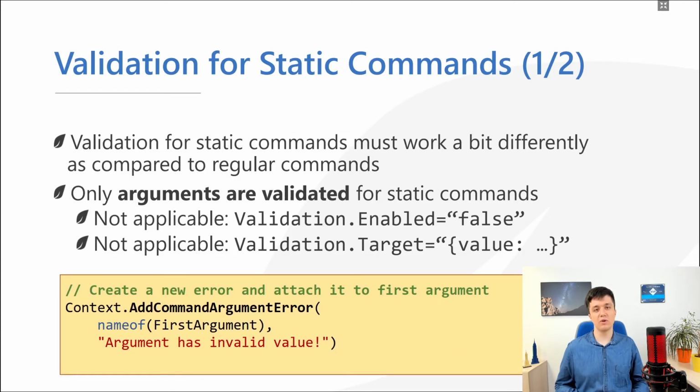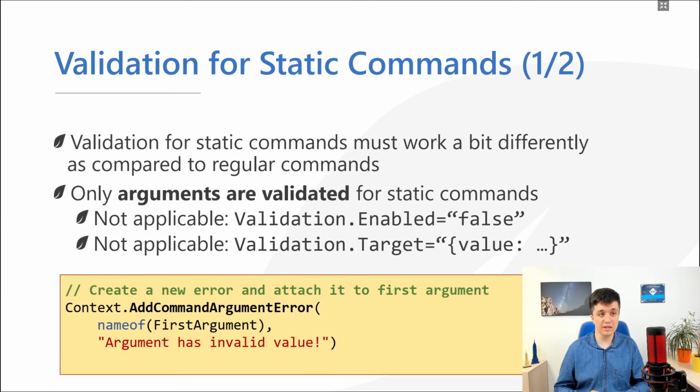So the most important thing when it comes to validation that we want to implement as a new feature is validation for static commands. So validation for static commands is something that hasn't been available in DotVVM, and regular validation has been around since its very early versions. And in order for us to implement validation for static commands, it has to work in a bit different way.